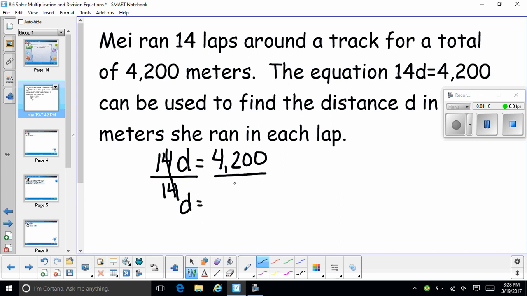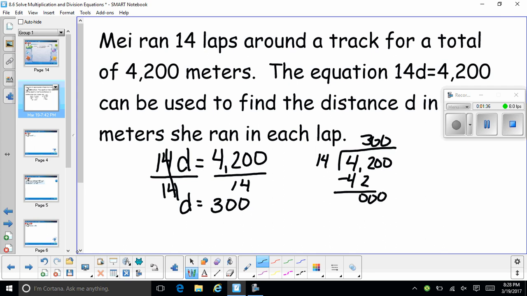And I'm going to do the same thing over here. Off to the side, I'm going to go ahead and set up my work. And I know 14 can go into 42 3 times. And I see I have 2 more zeros after, and so d equals 300.